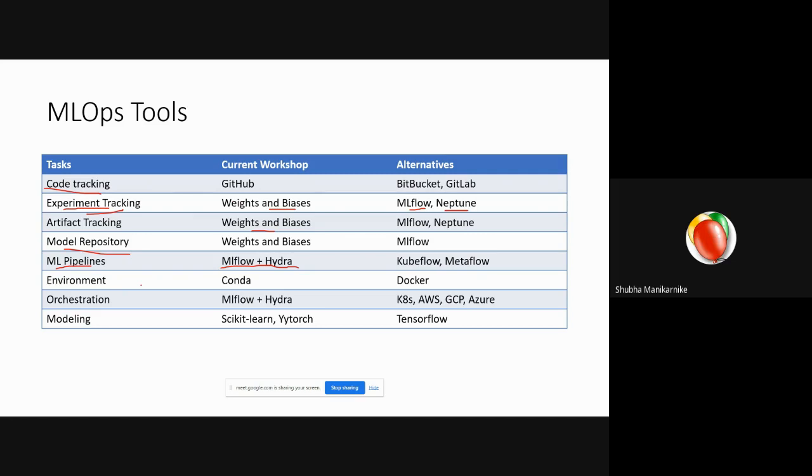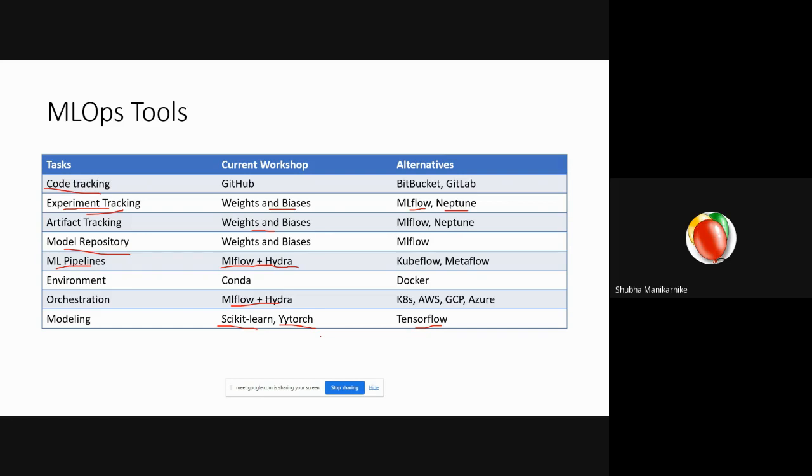For environment, we are using Conda. You can also use Docker. And orchestration, as I told, we are using MLflow and Hydra. And for modeling, we will be using sklearn. Today, you can, I'm sorry, there's an error over here. You can also use PyTorch, and an alternative is TensorFlow or FastAI or any other. You can build your own neural network and you can execute that. But these are some of the things that we will be trying out today.